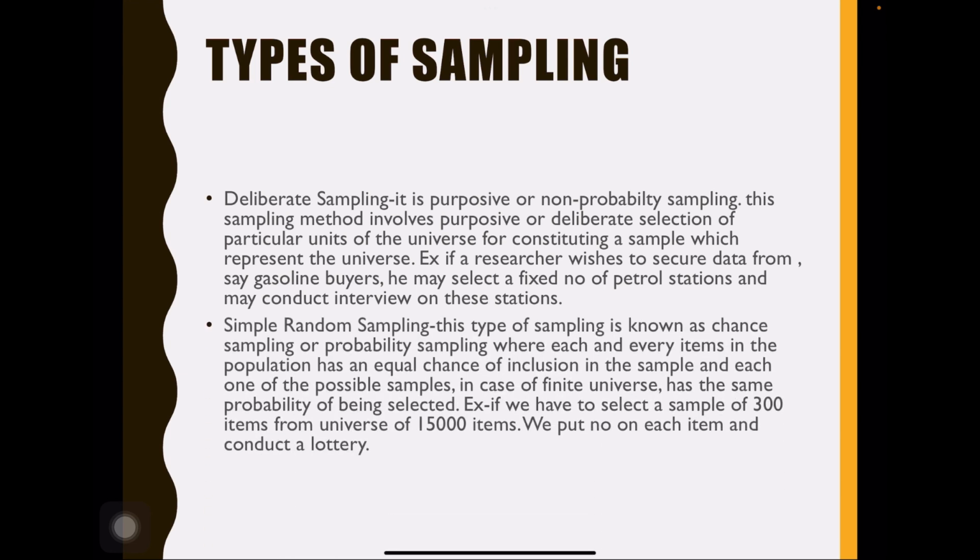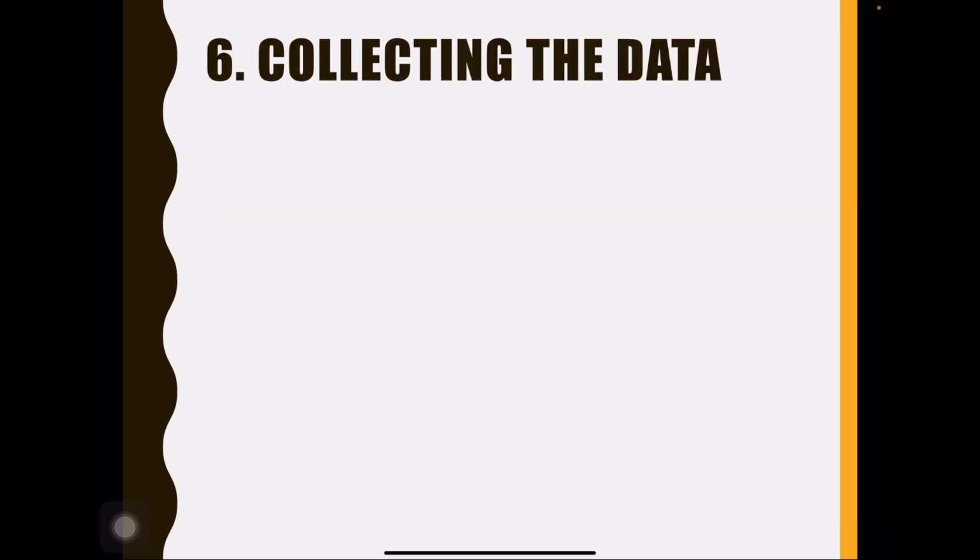Simple random sampling. This type of sampling is known as chance sampling or probability sampling, where each and every item in the population has an equal chance of inclusion in the sample, and each one of the possible samples, in case of a finite universe, has the same probability of being selected. For example, if we have to select a sample of 300 items from a universe of 15,000 items, we put a number on each item and conduct a lottery. There are different types of sampling which we are going to cover later.